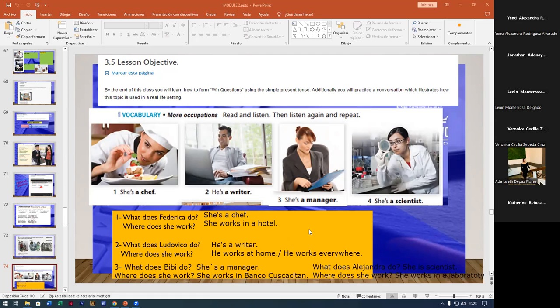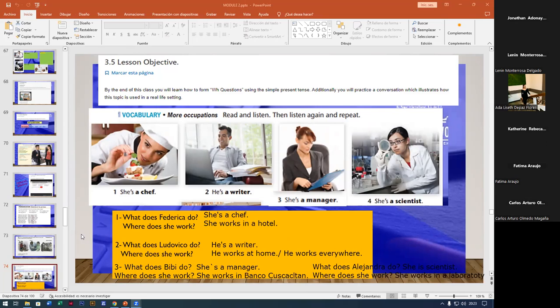All right, so we have these examples here to investigate about them. Now, let's see, we're going to start. Carlos Arturo, can you read the first one, please? What does Federica do? Excellent, thank you. Adalicet, the answer, please. She's a chef. Thank you. Veronica Cepeda. Where does she work? Thank you. Continue. Lenin. She works in a hotel.